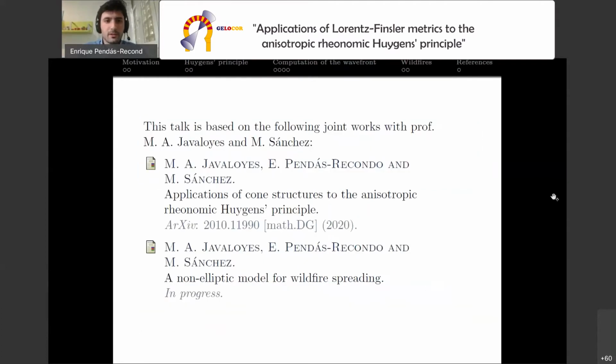The main idea, as we'll see, is to settle a unified geometric framework for the propagation of waves under very general conditions. This is work in collaboration with Miguel Ángel Jabaloyes and Miguel Sánchez, and every result I'm going to talk about can be found in these references. The first one settles this general framework, and the second one is an application to wildfires that we are currently working on. Miguel Ángel has already talked about this briefly in the Finsler mini course. Well, here I'll try my best to explain the main ideas in more detail.